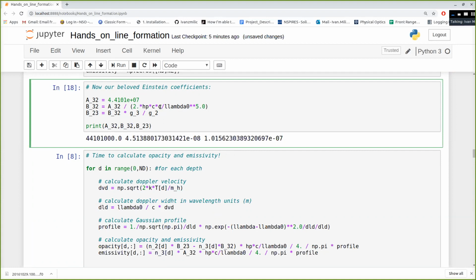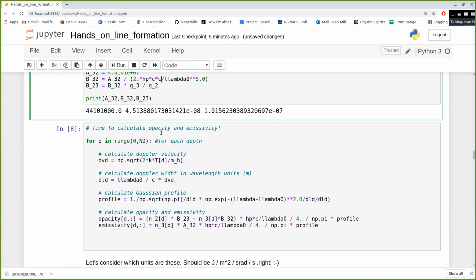So if we defined our intensity here, instead of per wavelength, per frequency, which is what you will find in most of the textbooks, I just prefer working in wavelength here because it makes things easier to relate with the observations, then these numbers are going to be completely different, except for A. A is in hertz, and that's always the same. But B will depend on how you are defining your intensity. Okay? So now we are calculating opacity and emissivity.